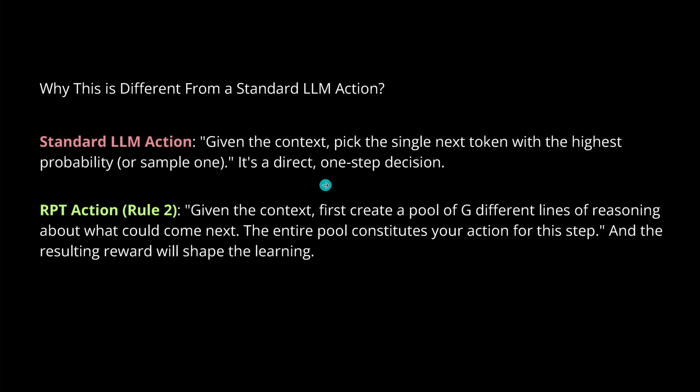And now we modify this. We say, given the context, first create a pool of G, you remember, i to G, different lines of reasoning about what could come next. So if we have the text, the cat sat on the, now we start a reasoning process. And now all possible interpolations and extrapolations and reasoning patterns and content influences come in, and the AI starts to reason. So the entire pool of reasoning traces, like chain of thought, constitutes your action for this step. And the resulting reward from this pool will shape the learning. We predict the next token, but not in a single process; we have a complete reasoning process of the LLM.